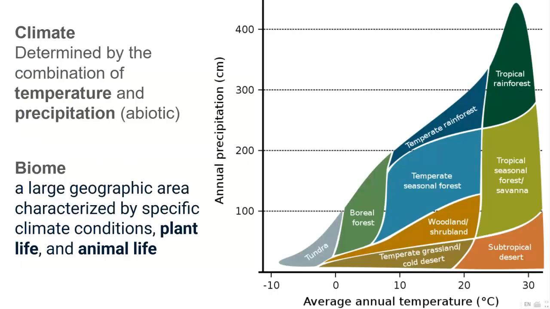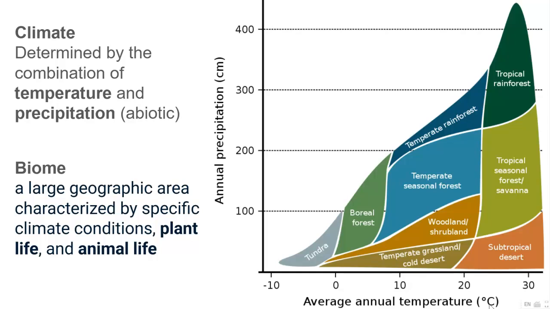So this is a very unique graph that we're going to focus on in one of the worksheets that you're about to do. And this takes a look at the combination of temperature and precipitation. So this is what we define climate to be. Okay, so climate is determined by the combination of temperature and precipitation. And on the y-axis here, there's our precipitation. On the x-axis is our average temperature throughout the year.